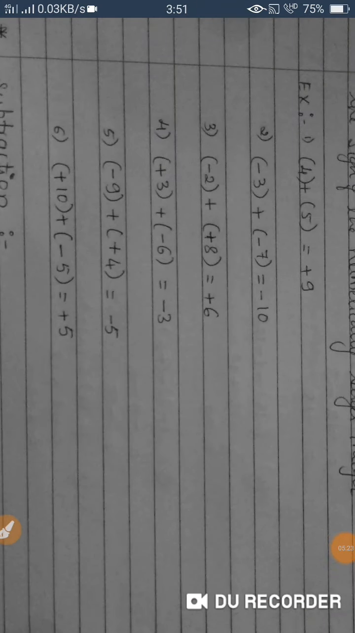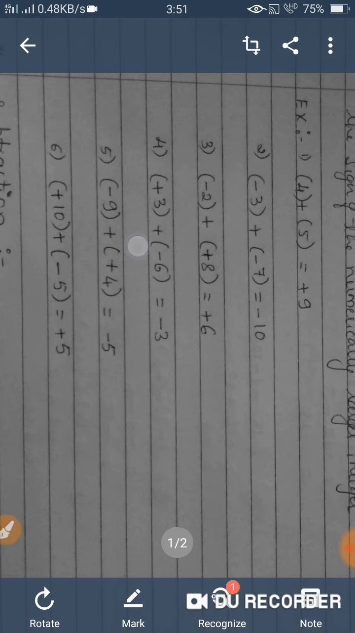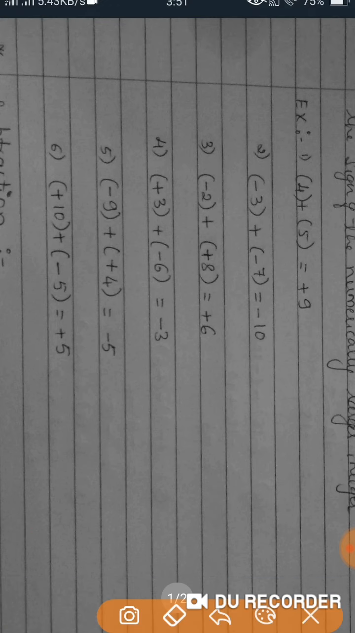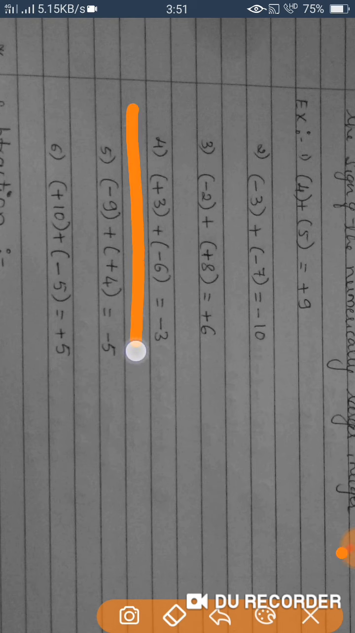Again we can continue with the next example. Here also there are different integers. That means one is positive, one is negative, which have opposite signs. Between those integers there is the addition sign, and we consider only the numerals first. Whenever there is addition between two integers, or more than two integers, this is applicable. Then consider the numerals and take the difference. It is only applicable when the signs are opposite.